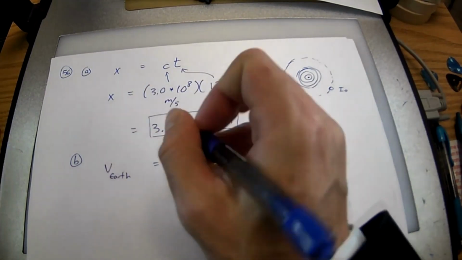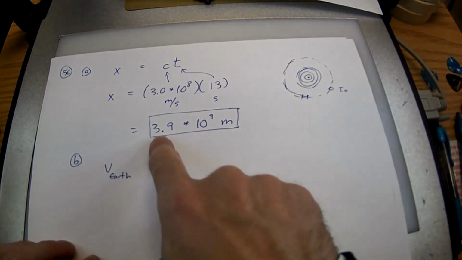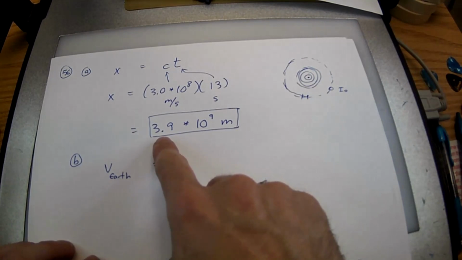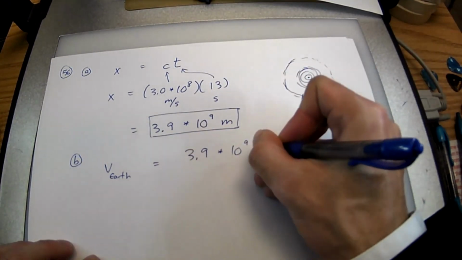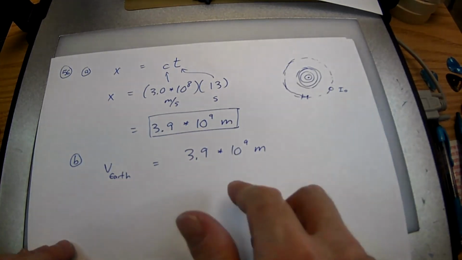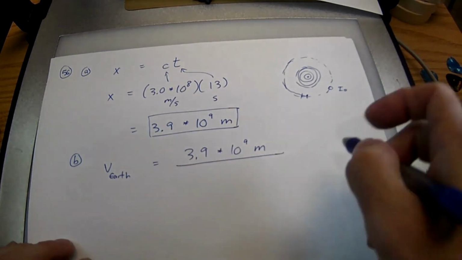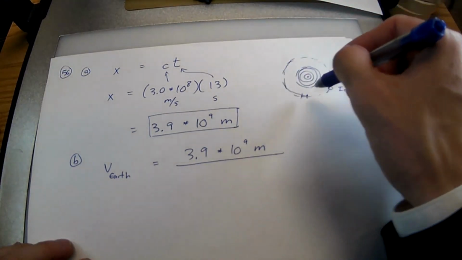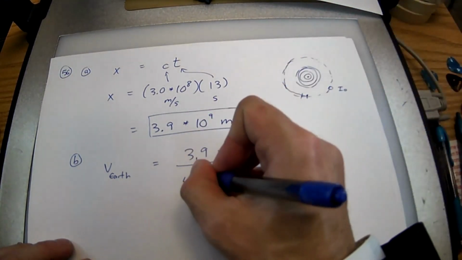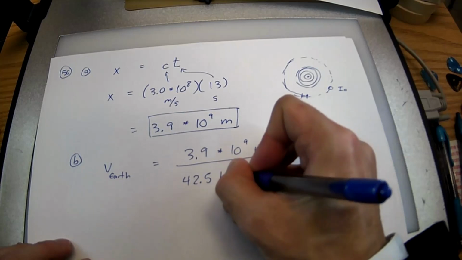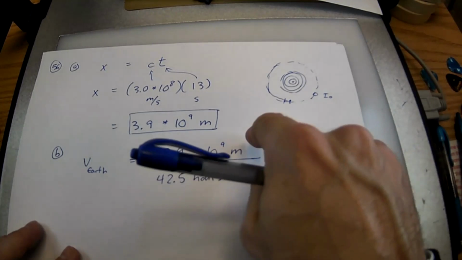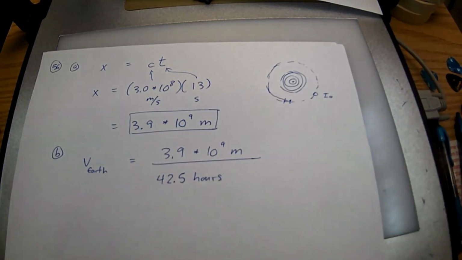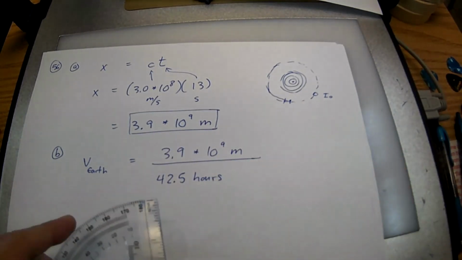Okay. Well, it would have gone this distance, 3.9 times 10 to the 9 meters, right? Now that's how far light travels in 13 seconds. That's how far the Earth would have gone in the time it takes Io to make one round trip, which was 42.5 hours, right? That be true? Okay. Now this would be meters per hour. That's kind of crazy.